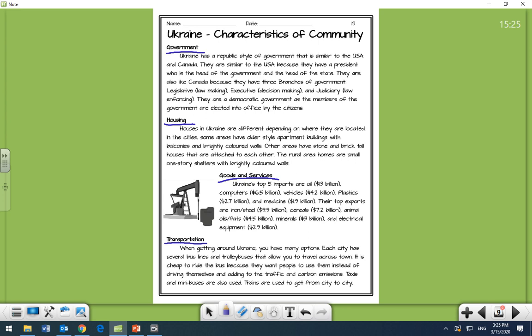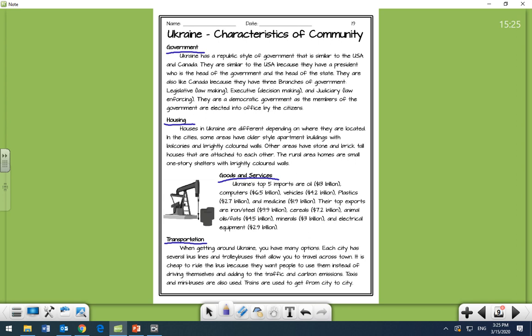Remember, we talked about services for the other countries, like how they have electricity, doctors, teachers. Those are all services that we have for people, things that help people. And remember that goods are things that people make or grow. Transportation, again, is how we get around, so cars, buses, things like that. Housing, we've talked about if they have apartments or big houses or lots of space or little space. And then the government, so do they have a president? Do they have a prime minister? You'll find out what they have.